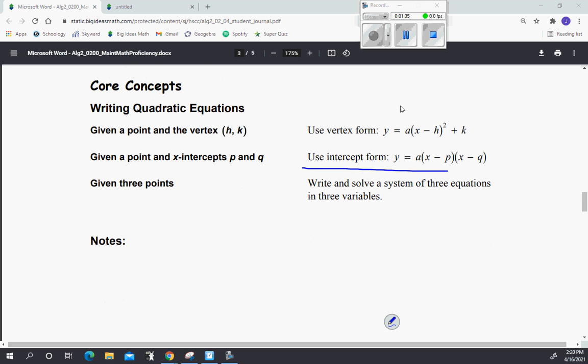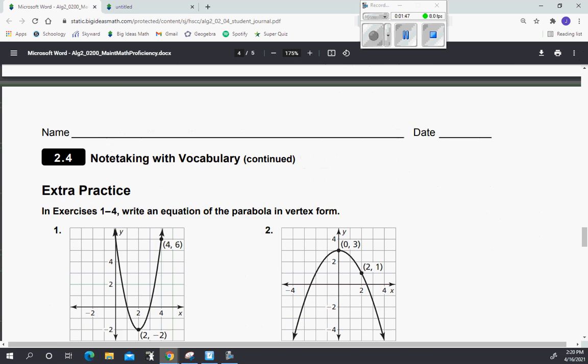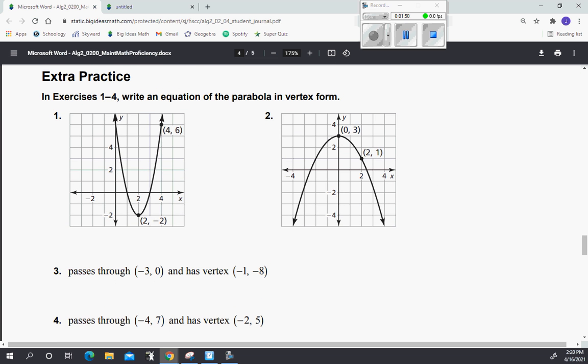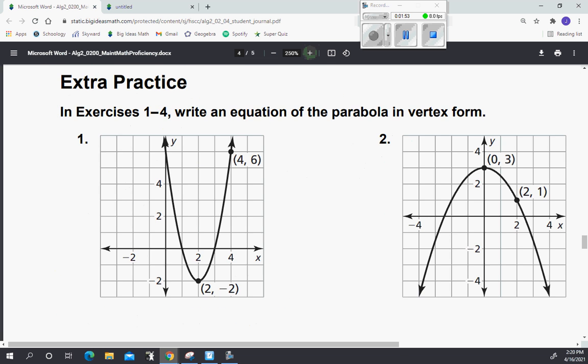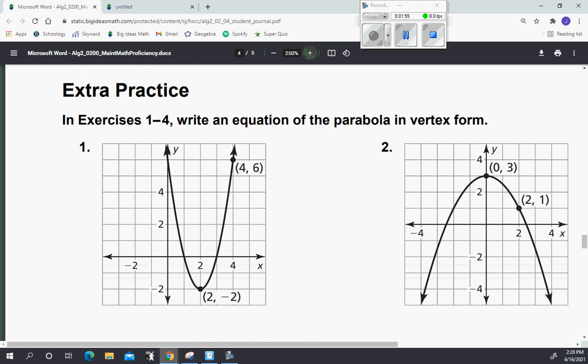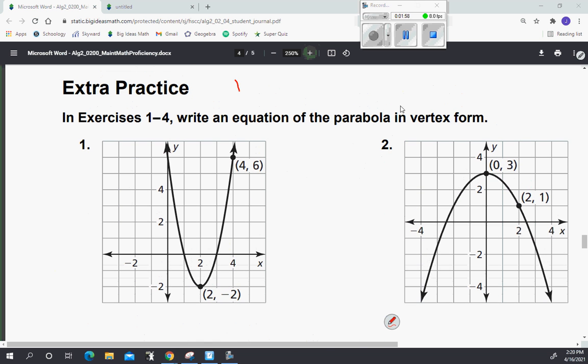In this lesson, we're going to be using these two equations: vertex form and intercept form. Now, down here, it says write an equation of the parabola in vertex form. Vertex form is the one we like. They give you the vertex, x minus h squared plus k. And they give us the vertex here. It's right at 2, negative 2.